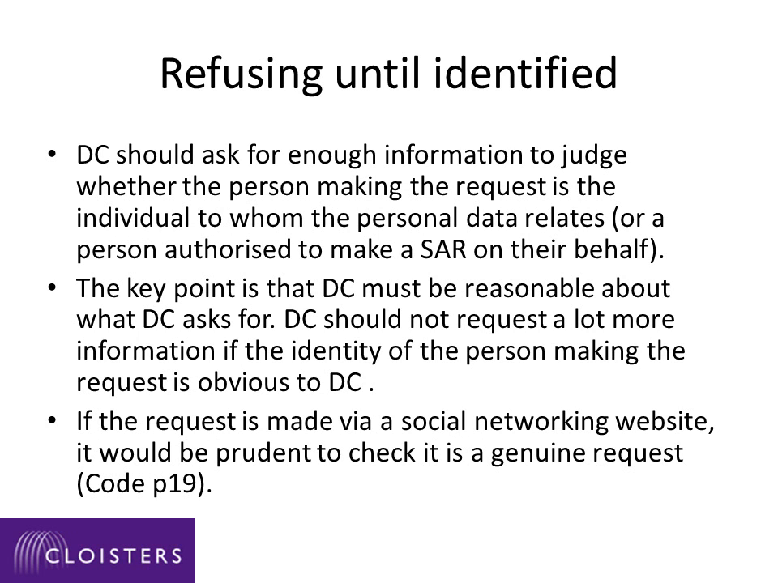So the controller can refuse to provide information until the requestor has supplied sufficient information to identify themselves. Well, the code gives guidance on this. The data controller should ask for enough information to judge whether the person making the request is the individual to whom the data relates, or a person authorized on their behalf. But it emphasizes that the controller must be reasonable about what it asks for and shouldn't ask for a lot more information if the identity of the person making the request is obvious to them.